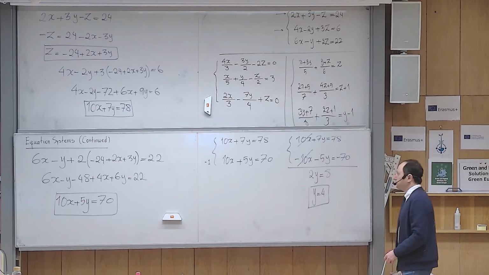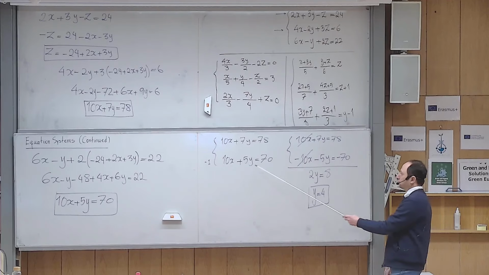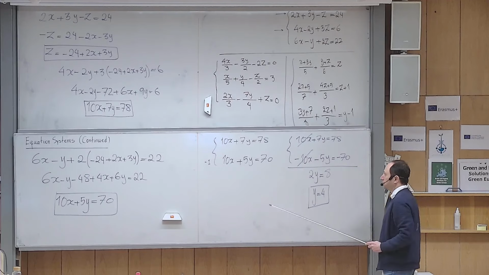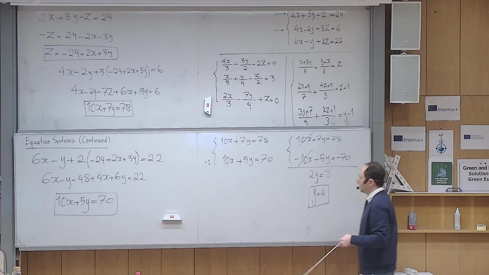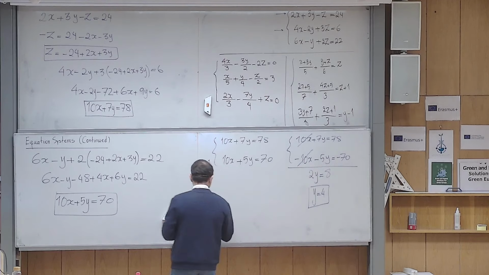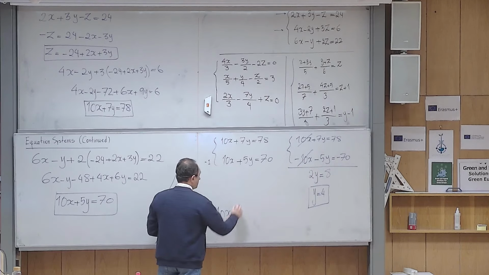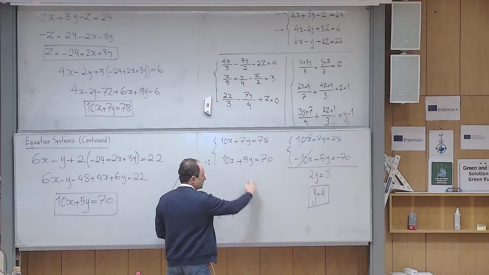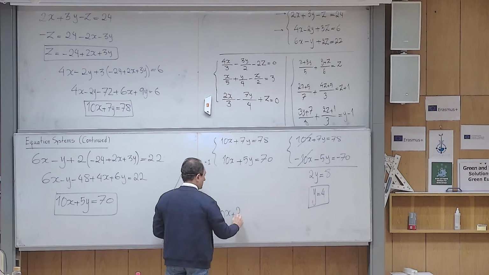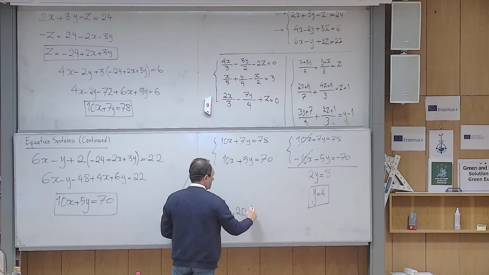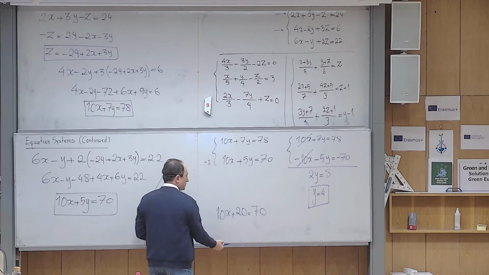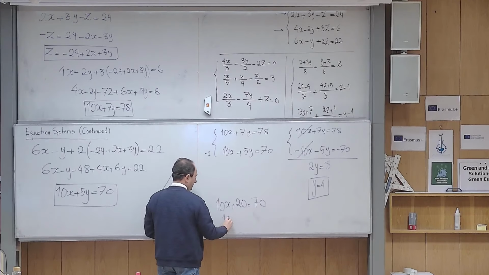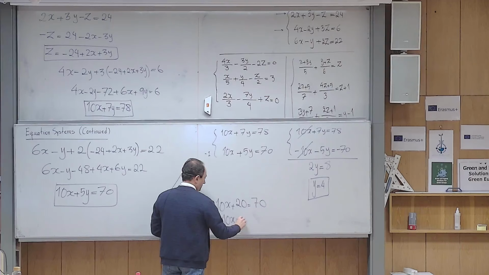So when you have your y, you go back to the original equation, this system, and choose one of them. I choose this one with smaller numbers. So this becomes 10x plus 5 times y, 5 times 4, 20, is equal to 70. So I move this to the other side, 10x becomes 50. So finally x becomes 5.